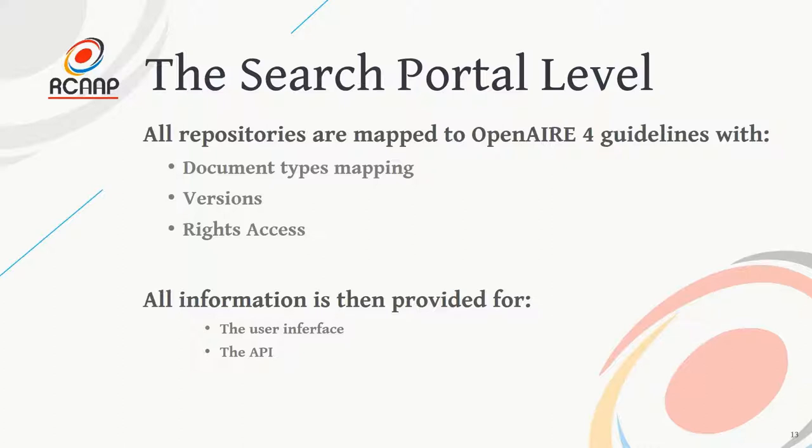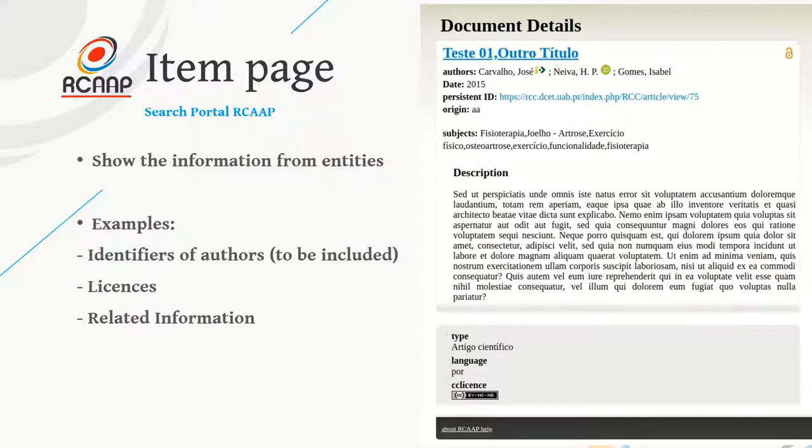And all this information, we show it in two ways: in the end user interface, and also through an API for integration with others. So the idea, this page is not yet in production, but what we will have in the future is to put some identifiers regarding the authors on the search portal, or the license and the different types of information we already have.